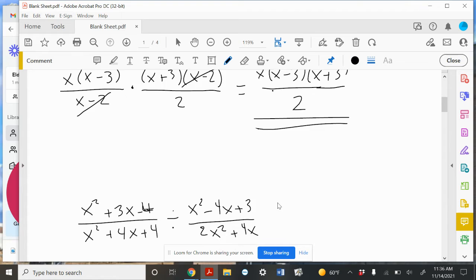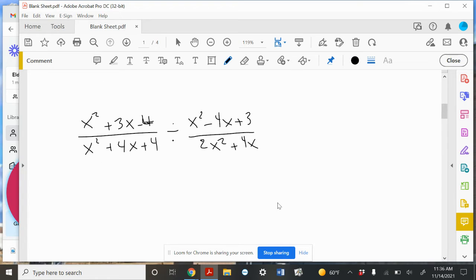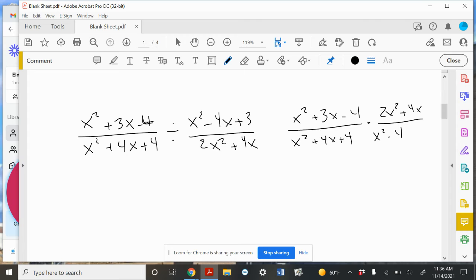In the next one, we have x squared plus 3x minus 4 over x squared plus 4x plus 4 divided by x squared minus 4x plus 3 all over 2x squared plus 4x. So what we're going to do is rewrite that first. That should always be your first step. x squared plus 3x minus 4. I have x squared plus 4x plus 4. Then I'm going to multiply it by 2x squared plus 4x. And we have x squared minus 4x plus 3. Kind of see everything there.